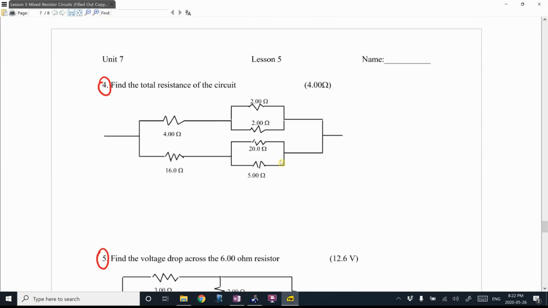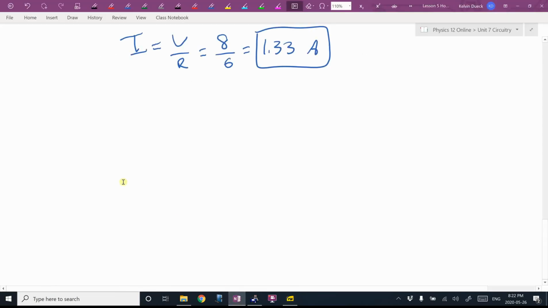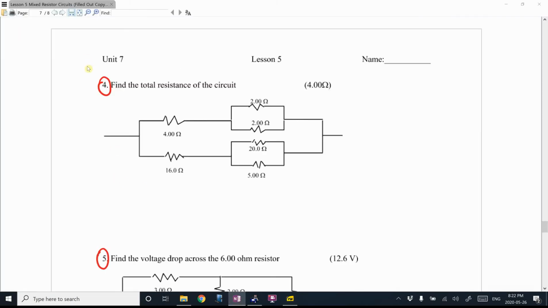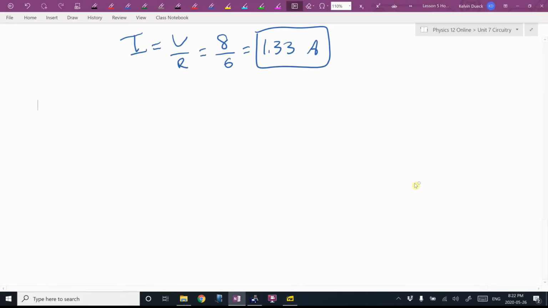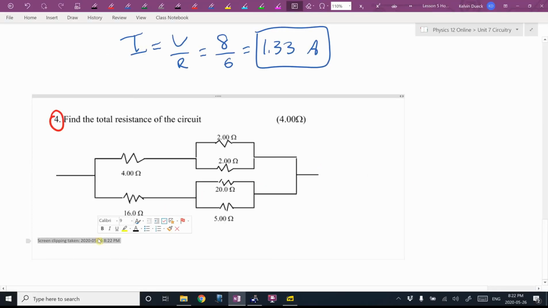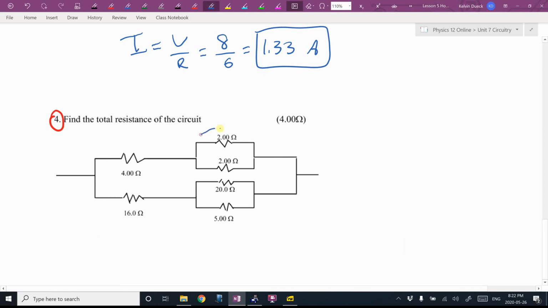Ooh, find the total resistance. Okay. Let's see if I can kind of cut some corners here. These two are in parallel. So if I go 1 over 2 plus 1 over 2, and then I take the reciprocal of that, I can do that in my head. A half plus a half is 1. This is the same as a 1 ohm resistor.